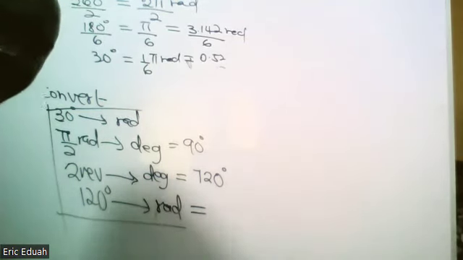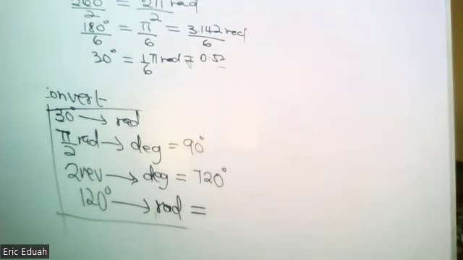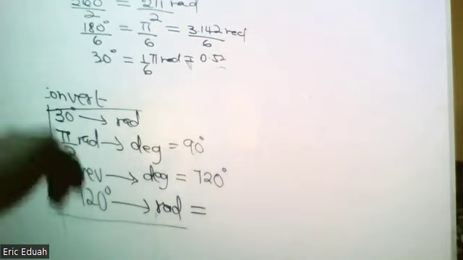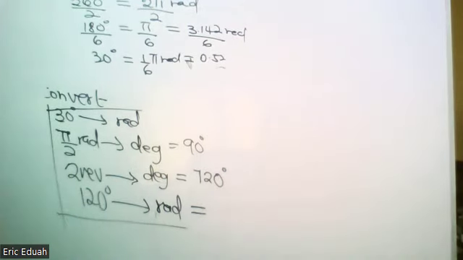Yes, Abba. Sir, please, 2 pi over 3 radian. Okay, so let's see if Abba got it right.